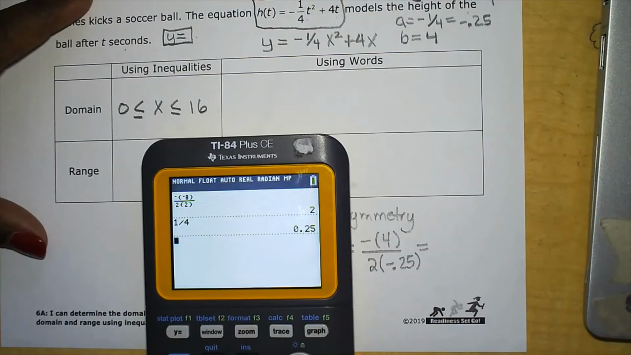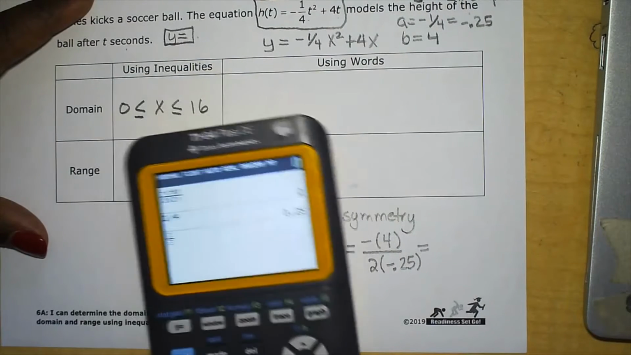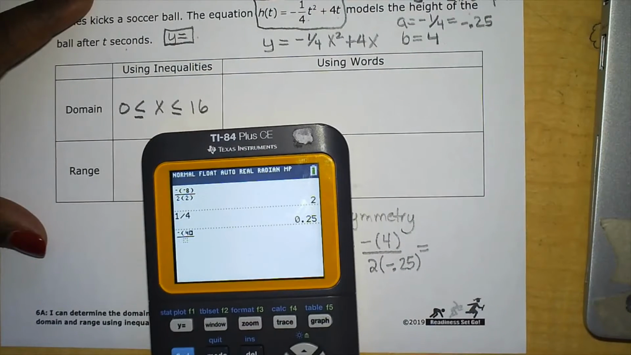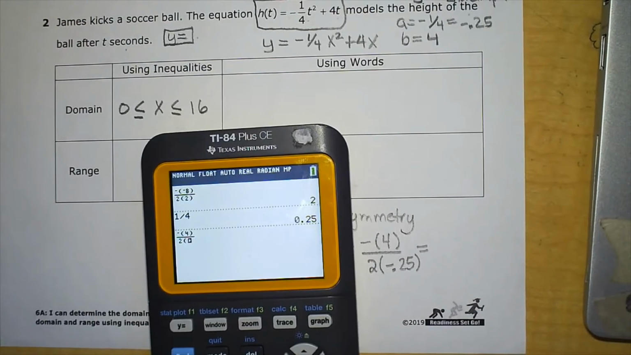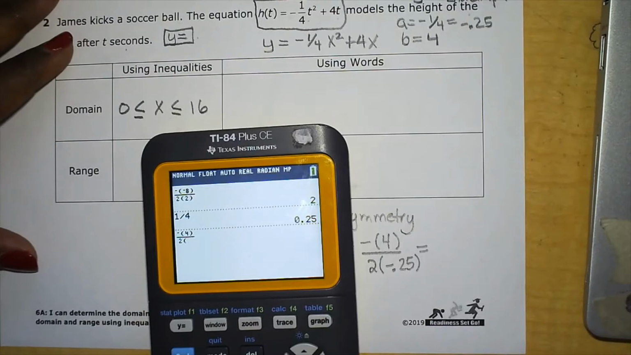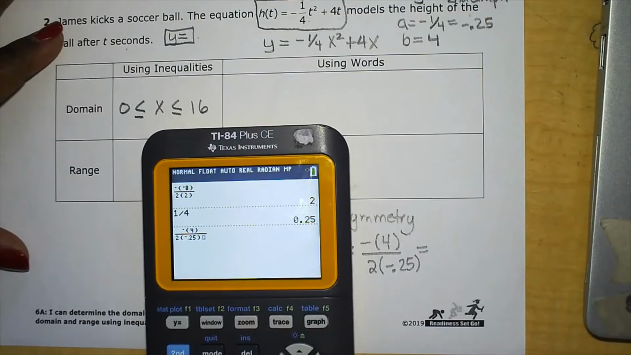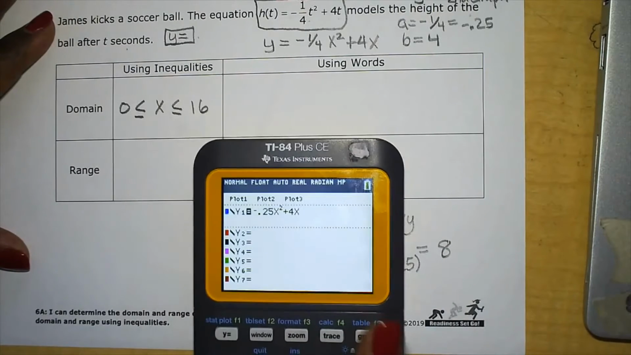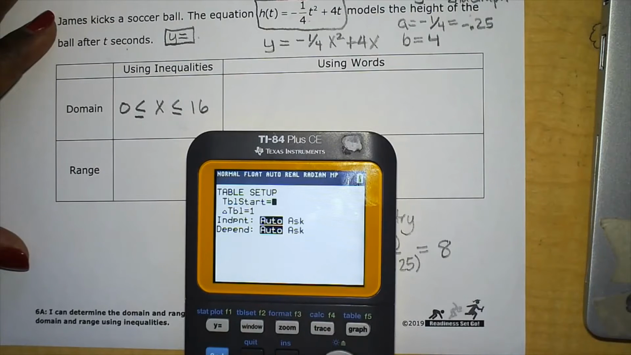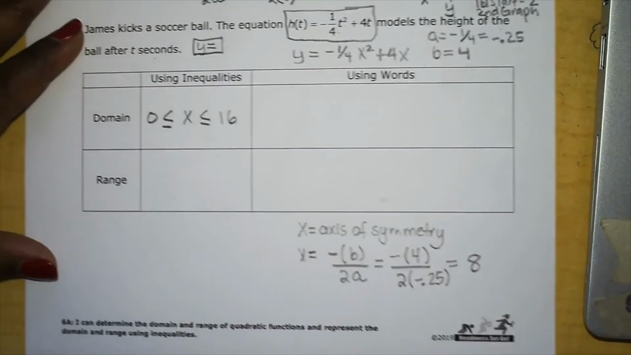Second mode to quit out of the graph window. So we go alpha y equals. We're going to put negative 4 divided by 2 times negative 0.25, which is negative 1/4. Press enter. We get 8. So we know if we have the equation in y equals, we press second window, put 8 here, and press second graph. Our top value, our maximum value, is 16.